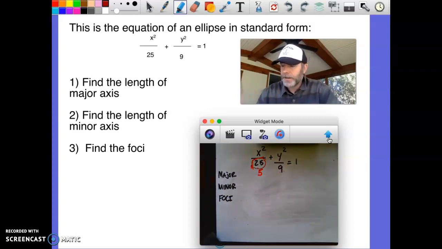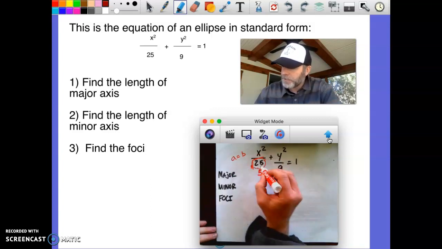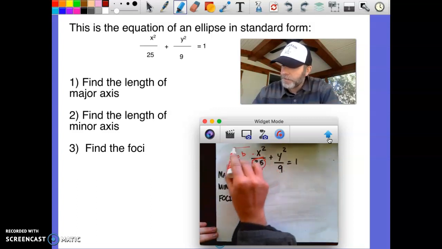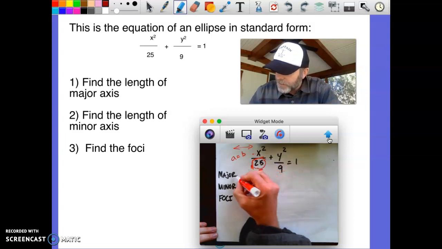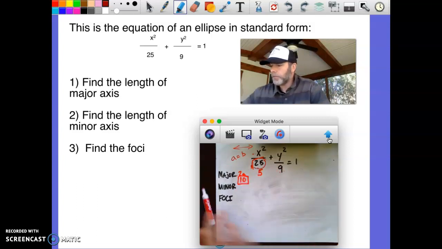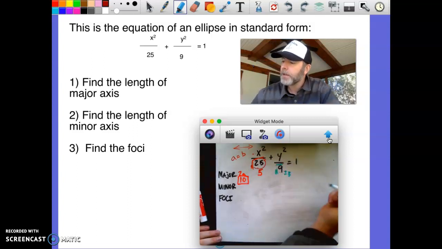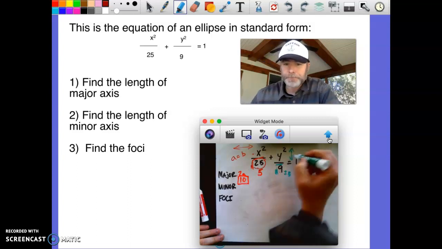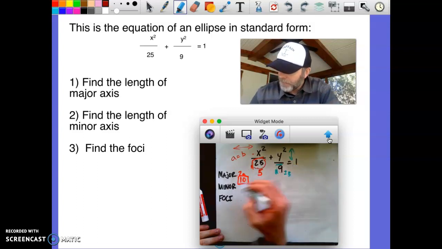And that just means letter A is 5. So the distance from the center horizontally here is plus or minus 5 units. That means the length of that axis is 2A, which is 2 times 5, which is 10. Find the length of your minor axis. You take the other number, take the square root of that. It's plus or minus 3. That means 3 units up or down from the center. So 3 units up, 3 units down, double that, gives me a total of 6 units.